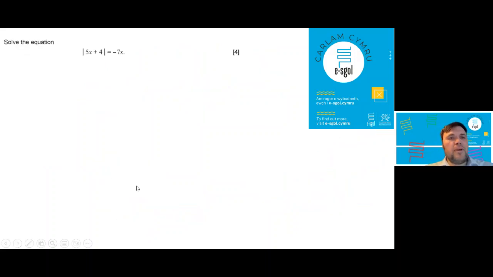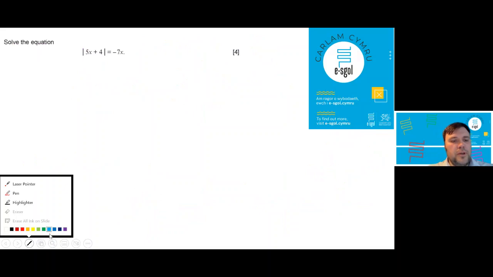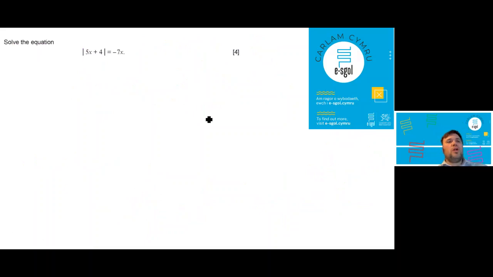Okay, so moving on, hopefully no more technical issues. We have solved the equation of the modulus of 5x plus 4 equal to minus 7. Now, there are two ways in which you can solve this. I have my own preference for how I would solve it, but I know other teachers have probably taught it one way or the other. If you think of the graph of them, they wouldn't be in the negative region, so they'd be bouncing out.